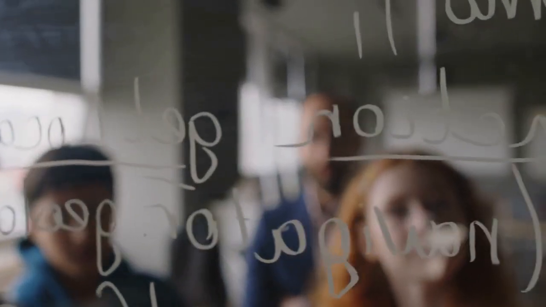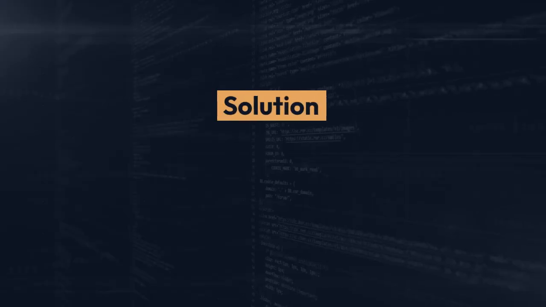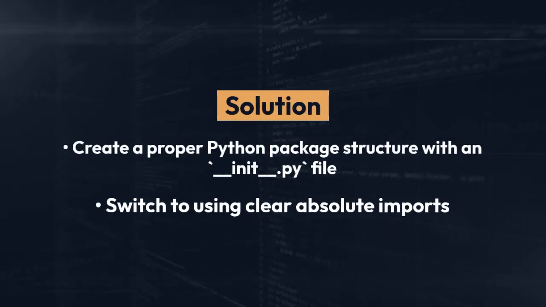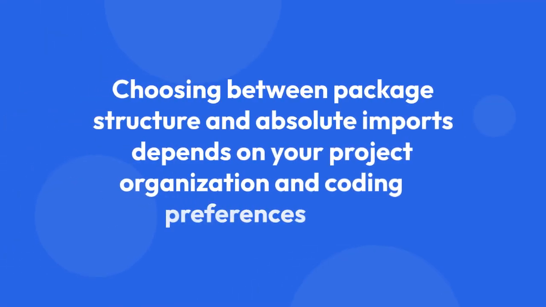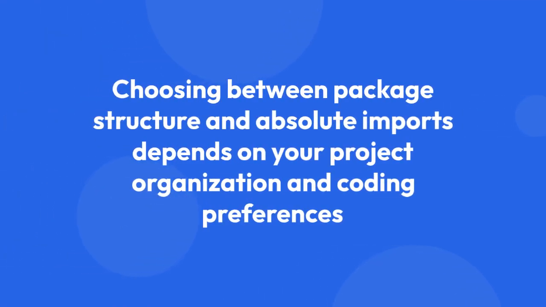In summary, the import error, attempted relative import with no known parent package error indicates a missing package structure. The solution is either to create a proper Python package structure with an `__init__.py` file or switch to using clear absolute imports. Verifying and correcting your Python path can also resolve this, though less frequently the root cause. Choosing between package structure and absolute imports depends on your project organization and coding preferences, but understanding the cause is key to fixing the problem.